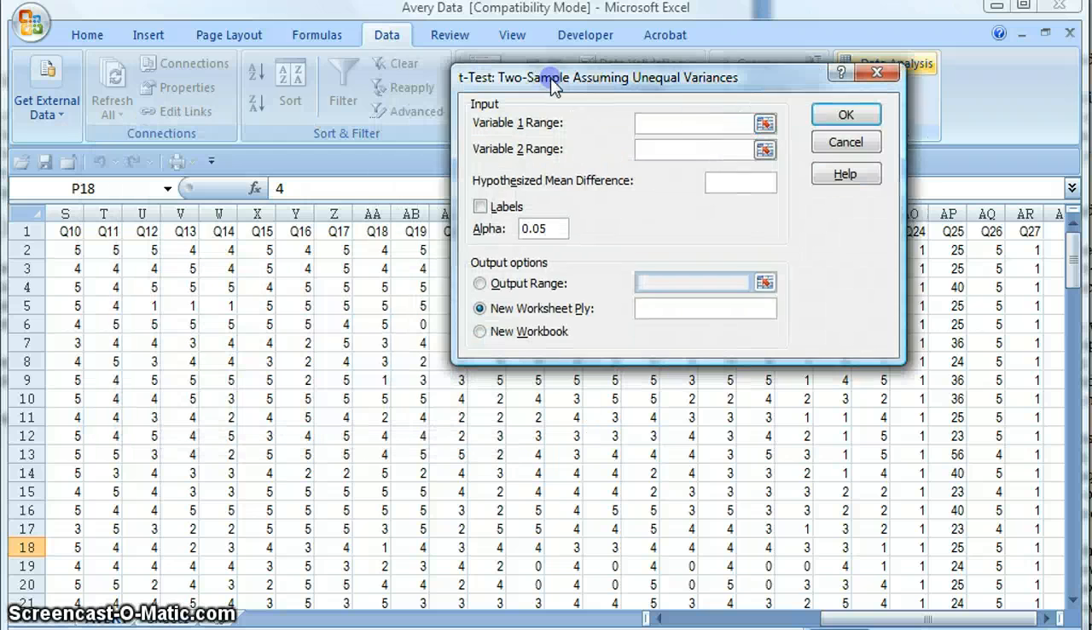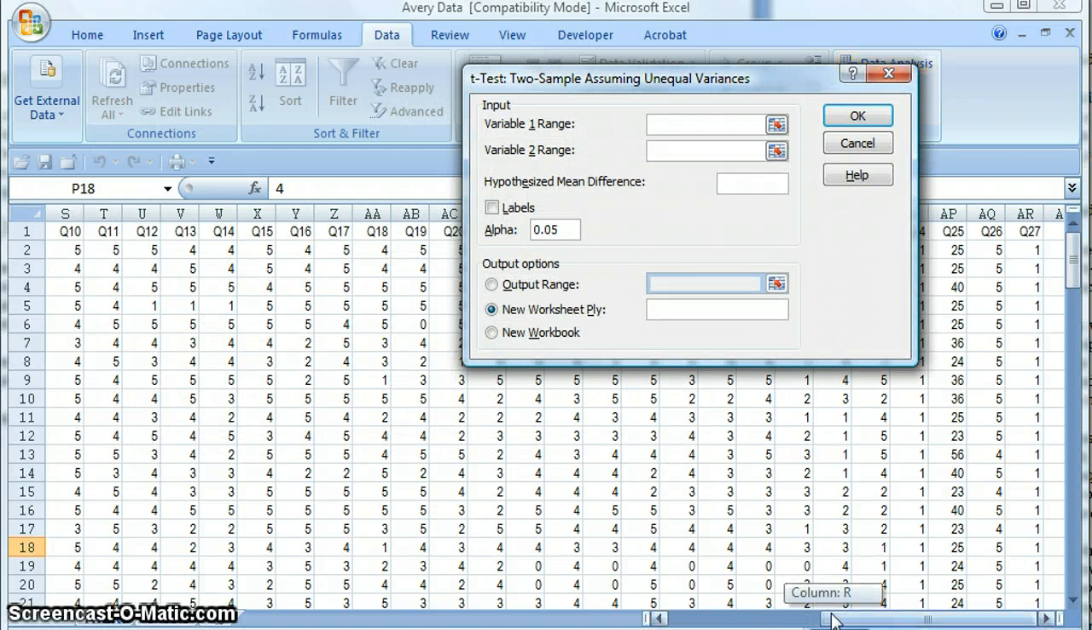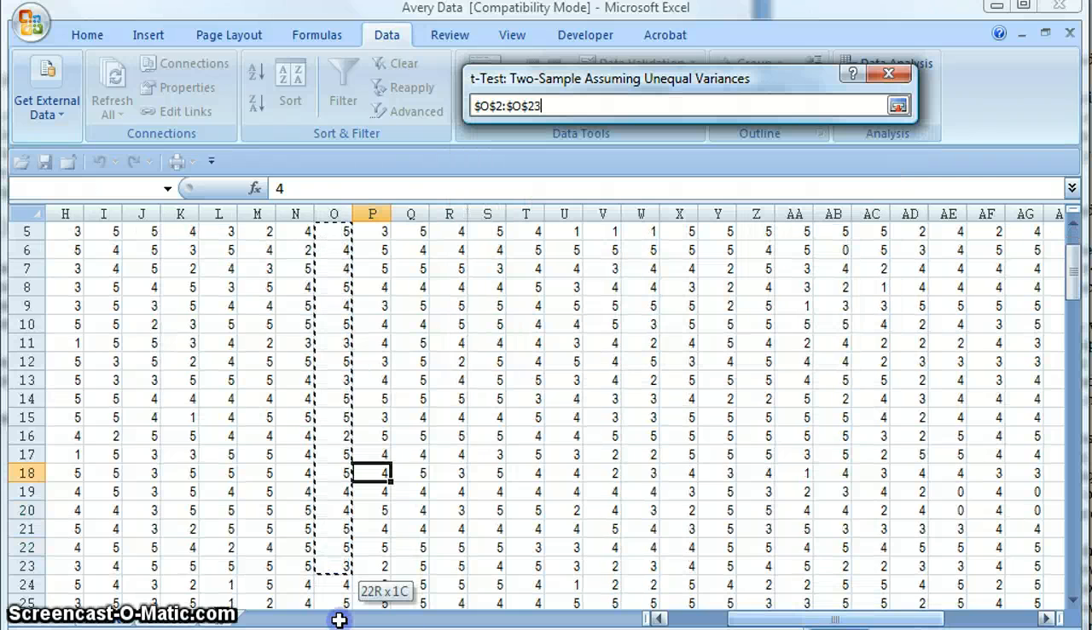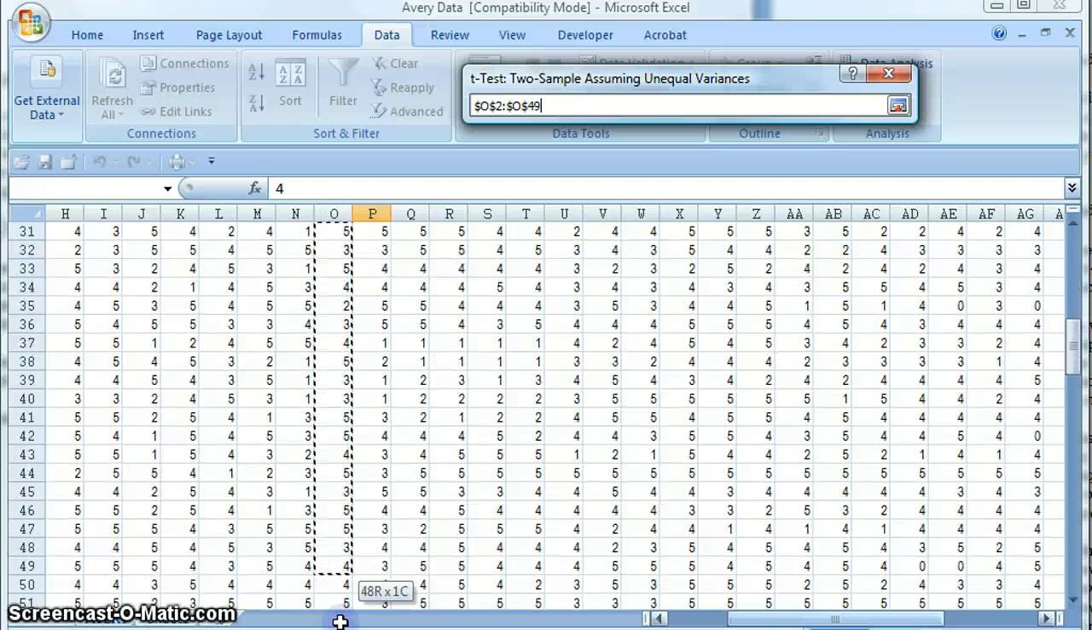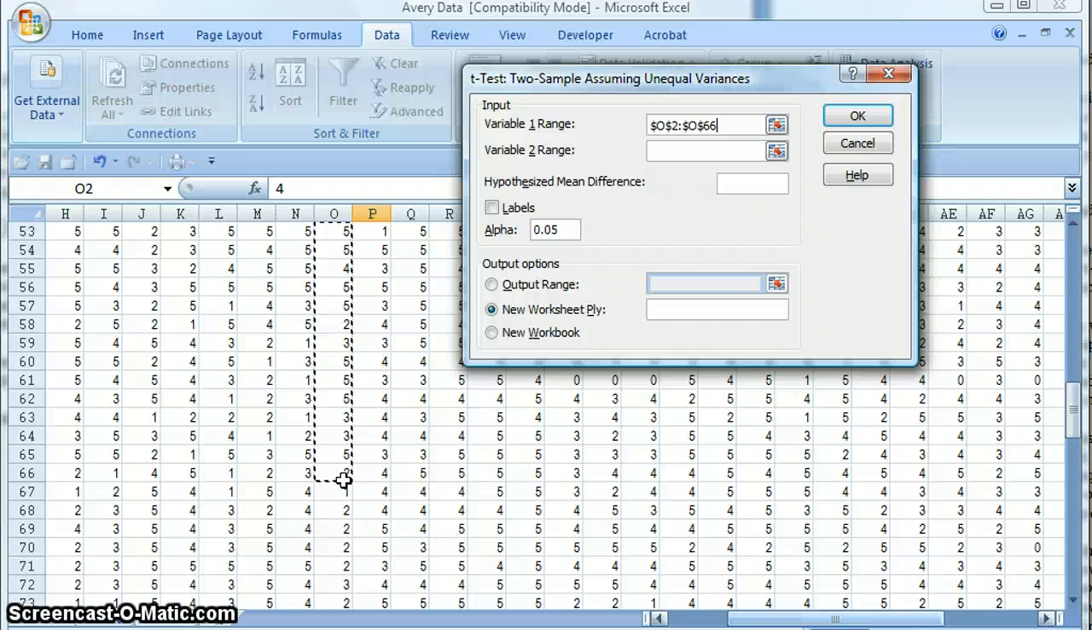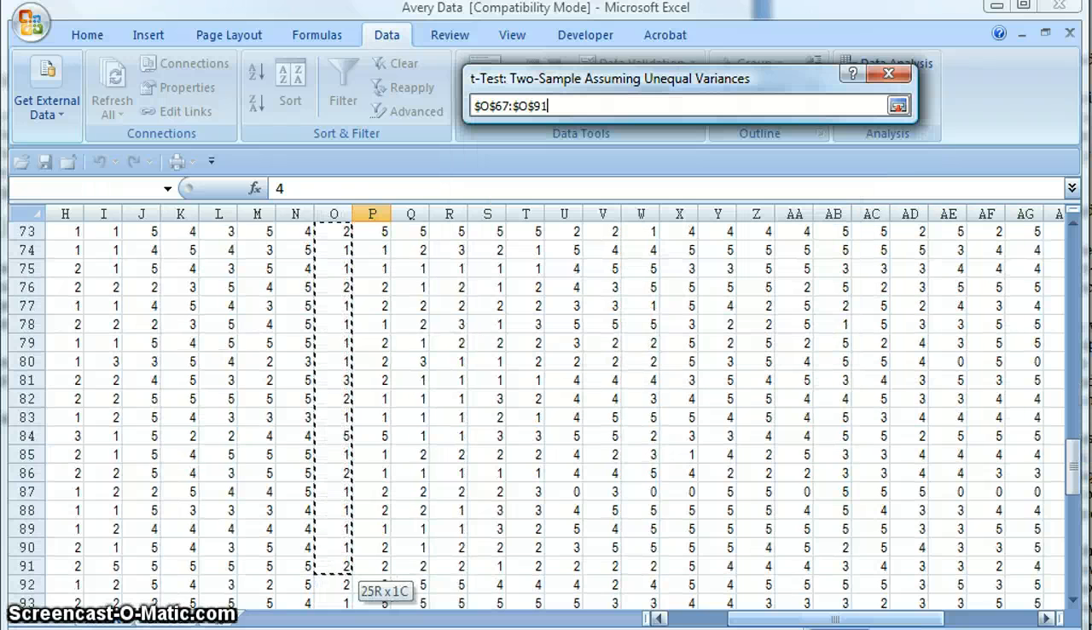Variable 1 range is on question 6, just the men. So we want to click on the first response and go through the 66th response, which is where the men stopped. And then variable 2 range would be in question 6, 67 through the end.